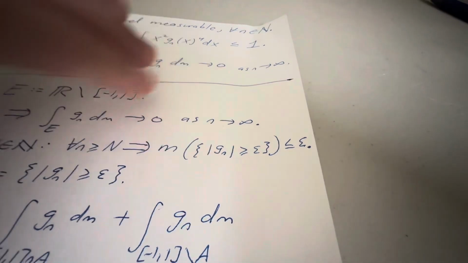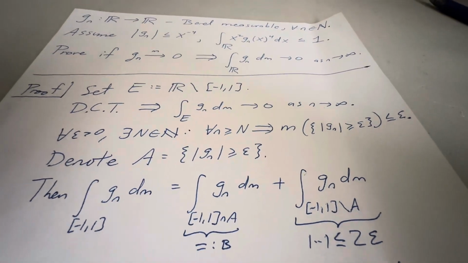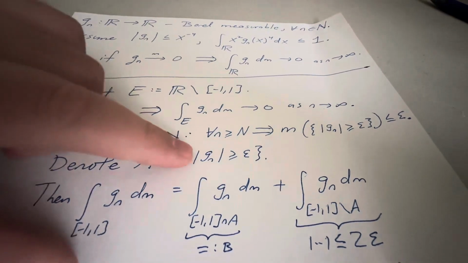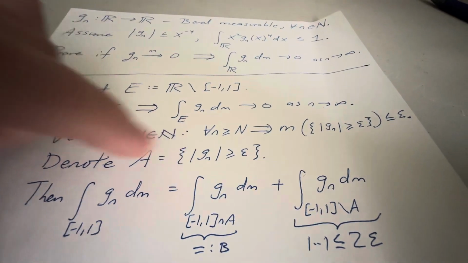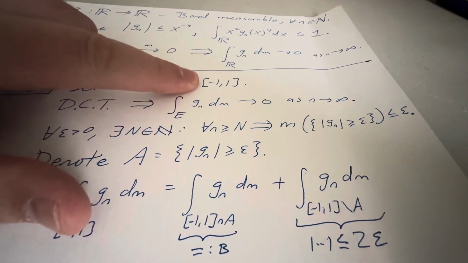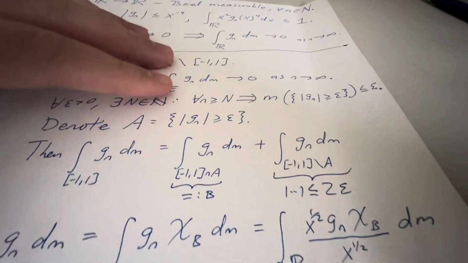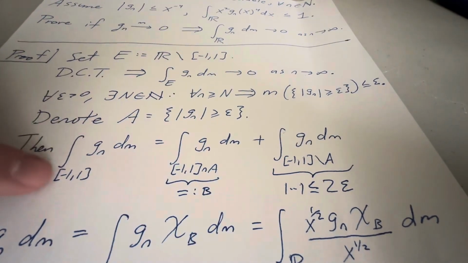So we have this set, and I give this set a name just so that I can save some ink in my pen. I call it A for simplicity, and now what I'm going to do is take this set that I ignored up here, and I'm going to split it into two pieces. So we have the integral of gn over -1 to 1.